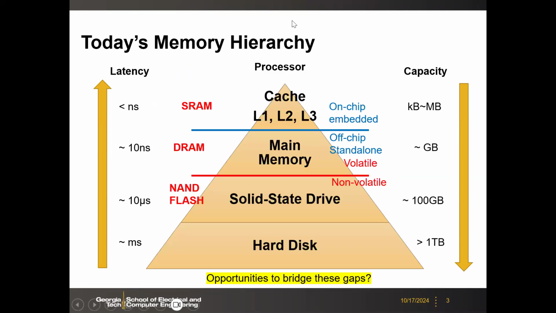So if you recall, we showed the memory hierarchy at the beginning of the semester, right? This is a well-known architecture, and we have those different levels in this hierarchy. SRAM for the cache, DRAM for the memory, and then the NAND flash for your storage, like the SSD. And then we do have those distinctions between volatile versus non-volatile, on-chip embedded versus off-chip standalone. And then we do see the gaps between the levels.